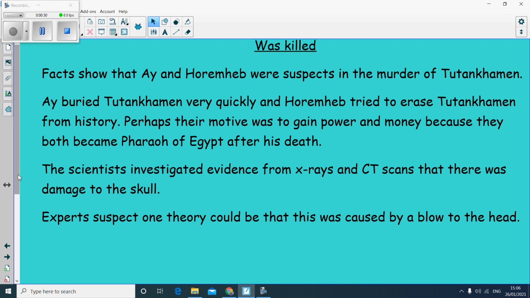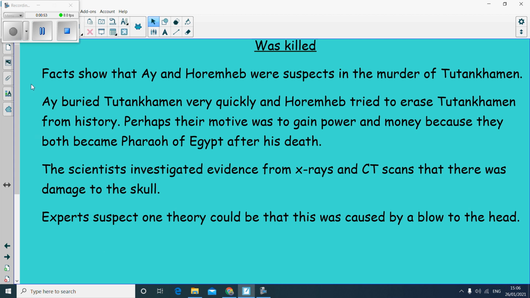So we're coming to our final concluding paragraph. We've looked through the ebook and we're answering the question, was Tutankhamun killed? So here I've done a final paragraph with my theory that he was in fact killed. So to answer the question, was Tutankhamun killed? I would now say yes, he was killed. These are my reasons why I think that.